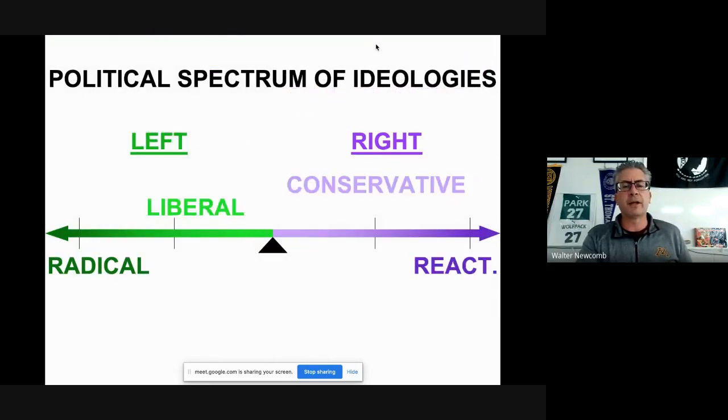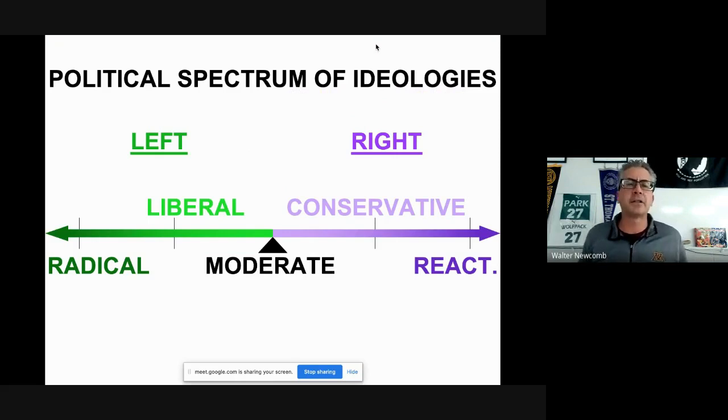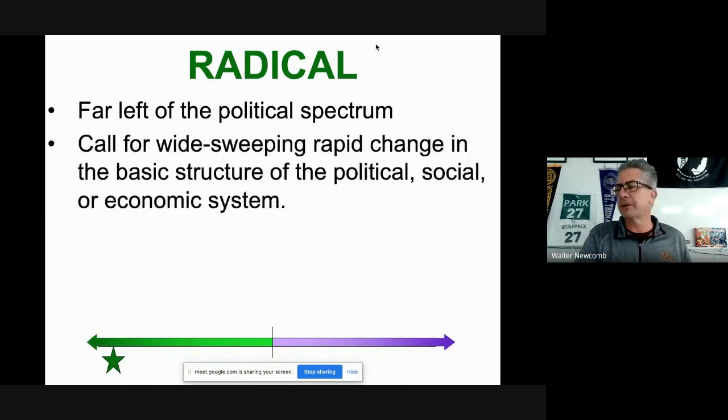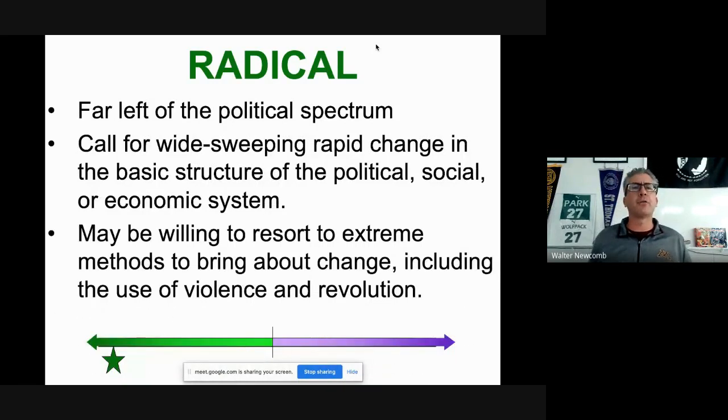So when we want to throw some general ideas out there, in this last election cycle, these words were thrown out there by a number of individuals and media outlets. This idea of radical, liberal, moderate, conservative, reactionary. You can see that reactionary and conservative tend to be on the right, and liberal and radical tend to be on the left. So when we throw out words like radical, it is the far left of the political spectrum, and it calls for wide sweeping, rapid change in the basic structure of political, social, economic systems, maybe willing to resort to extreme methods. All right, violence and revolution could fit there.